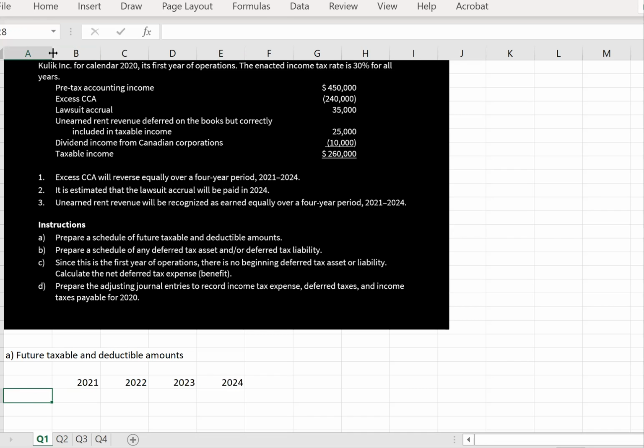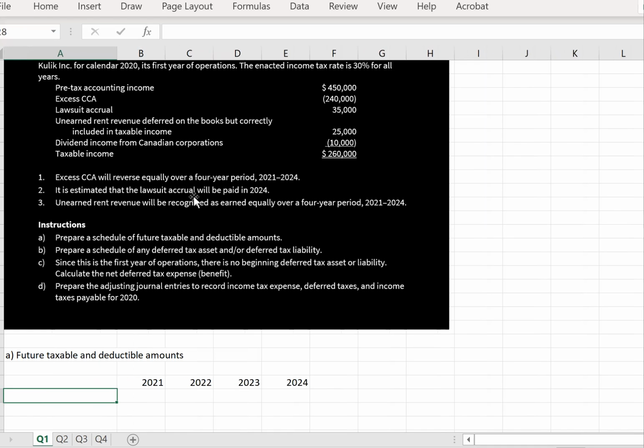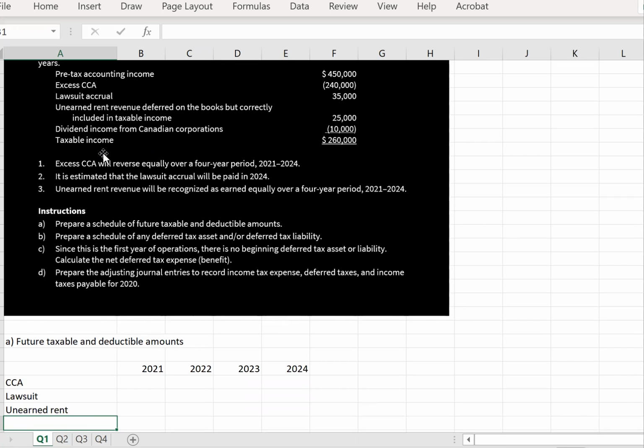So now let's put in what our temporary differences are going to relate to. Of all the information in the question, what's going to give rise to a temporary difference? We know that we're going to have CCA, because we're told that that will reverse equally. We know that there's going to be a lawsuit accrual, and we know that there's going to be unearned rent. Really, the detail that we're given about the period changes is what I'm copying down here.